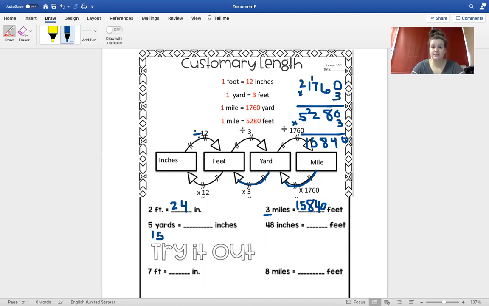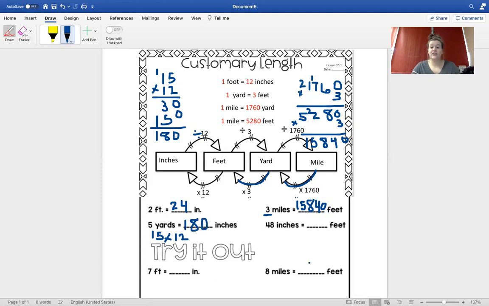I'm trying to get to inches. So I'm at feet, and to get to inches, I need to multiply by 12. So I have 15 times 12. If you don't know that in your head, set it up. 15 times 12. 5 times 2 is 10. Drop that 0, carry the 1. 2 times 1 is 2, plus 1 is 3. Bring down a 0 because we're moving to the tens place. 1 times 5 is 5, and 1 times 1 is 1, which tells me that 15 times 12 is 180. So that means that there are 180 inches in 5 yards.